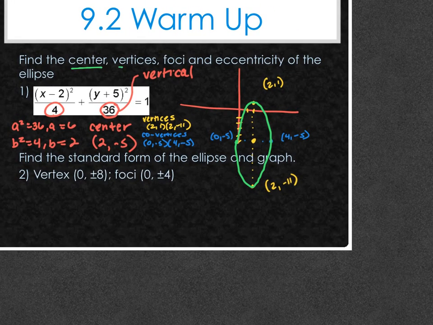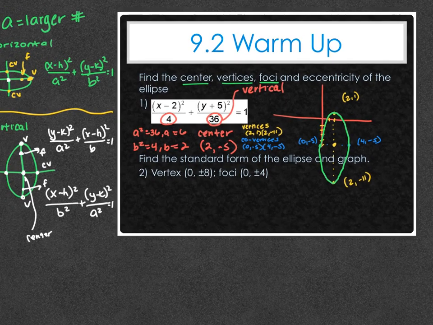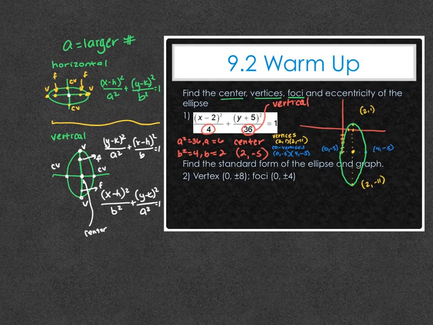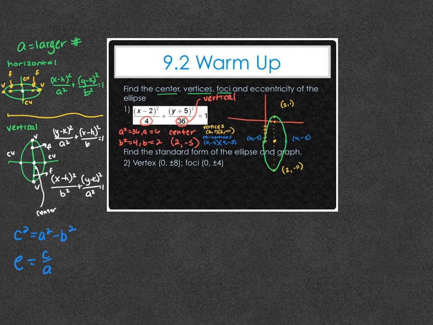I have the center, I have the vertices, it's asking for the foci, so I need c. The other thing that we know about ellipses is that c squared equals a squared minus b squared. And this is going to change for hyperbola, so it's important that you know the difference. And then it's going to ask for eccentricity too, which is c over a. So if c squared equals a squared, which is 36, minus b squared, which is 4, then c squared equals 32 and c equals the square root of 32, which is 4 root 2.